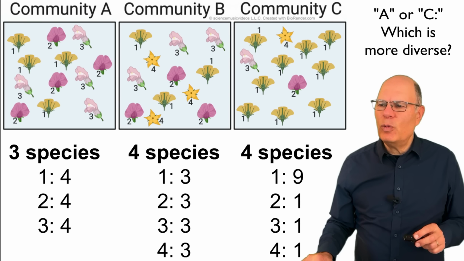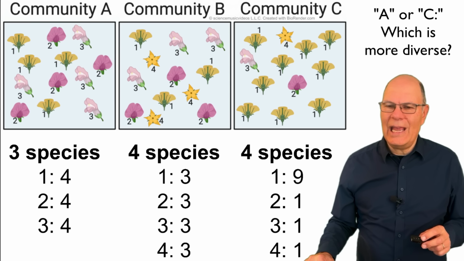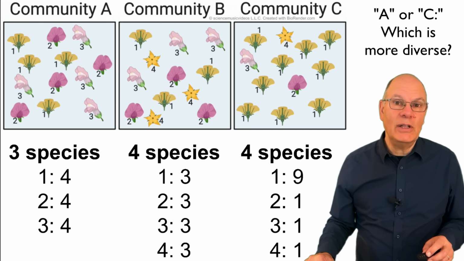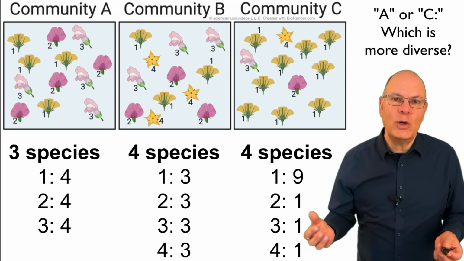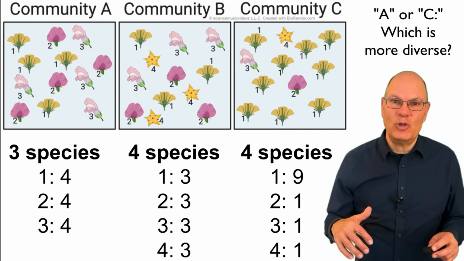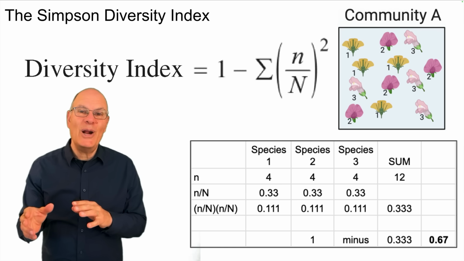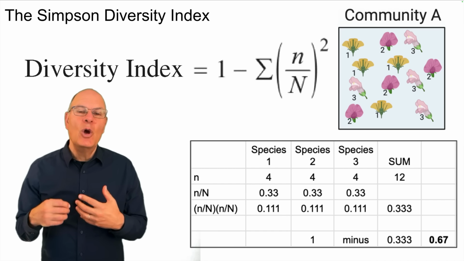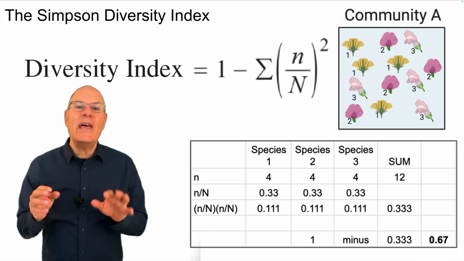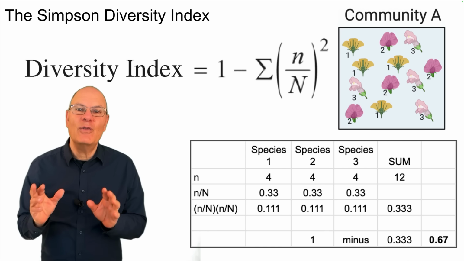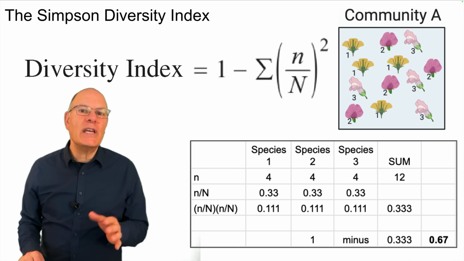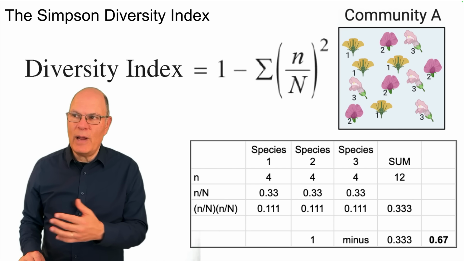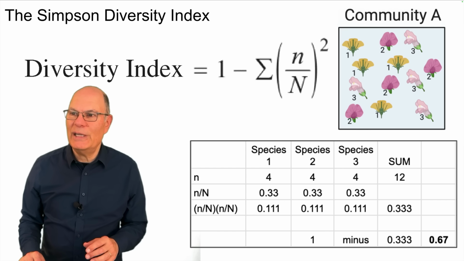But how would we compare Community A, 3 species evenly distributed, with Community C that has 4 species, but they're not evenly distributed? To properly compare the diversity of different communities, we're going to need to use a formula. That formula is the Simpson Diversity Index. Let me tell you what it is, what all the symbols represent, and then we'll use it to figure out the diversity of Community A.